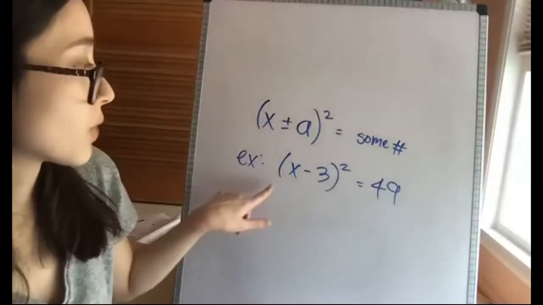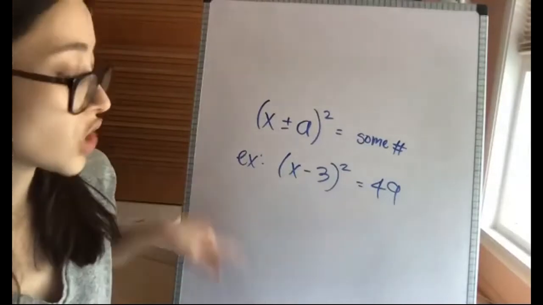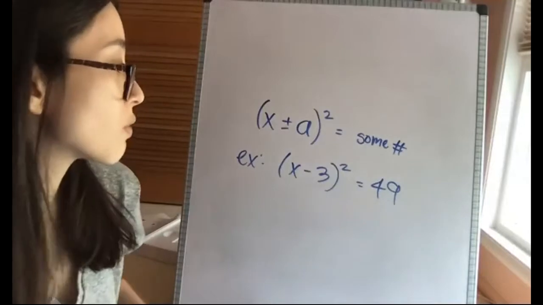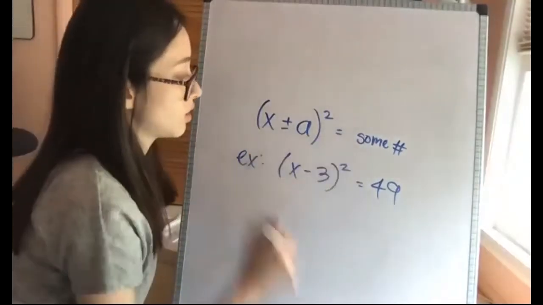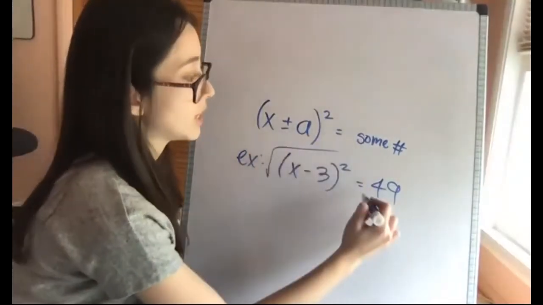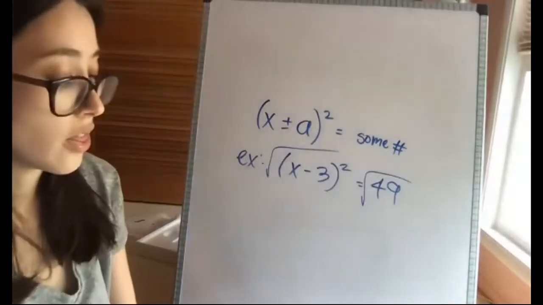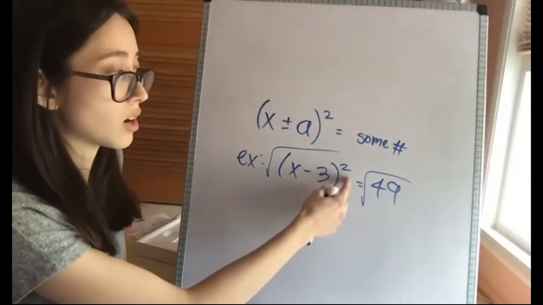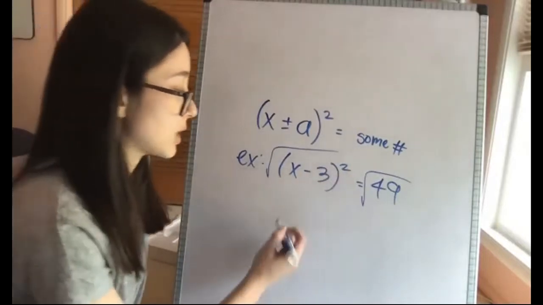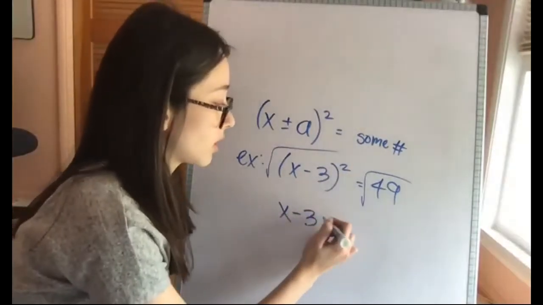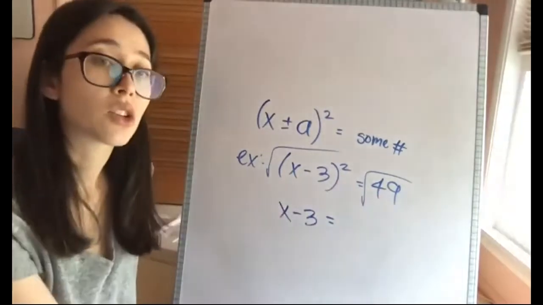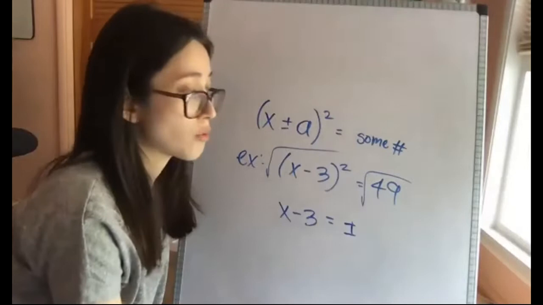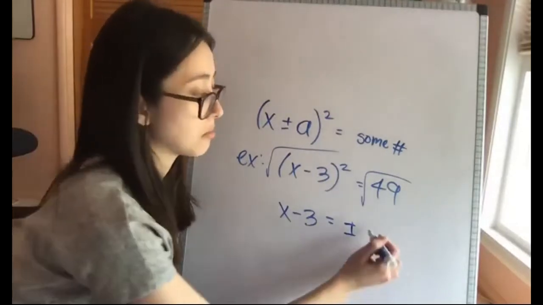So for example, if we had this setup here, just like what we were doing earlier, we're going to take the square root. If I take the square root from both sides, on this left side, I would just end up getting whatever my quantity was that was squared. So this would just become x minus 3. And then on this side, I would get plus or minus the square root of 49, which is 7.